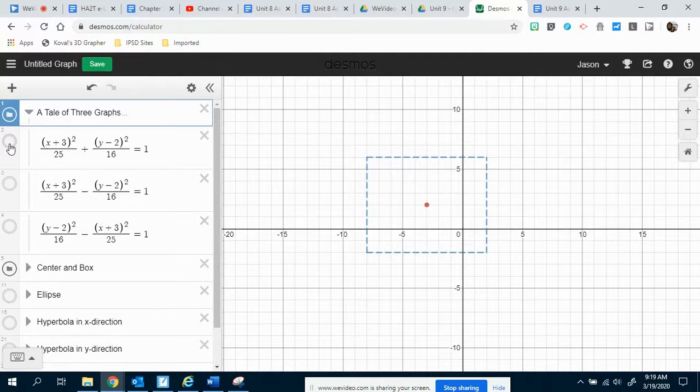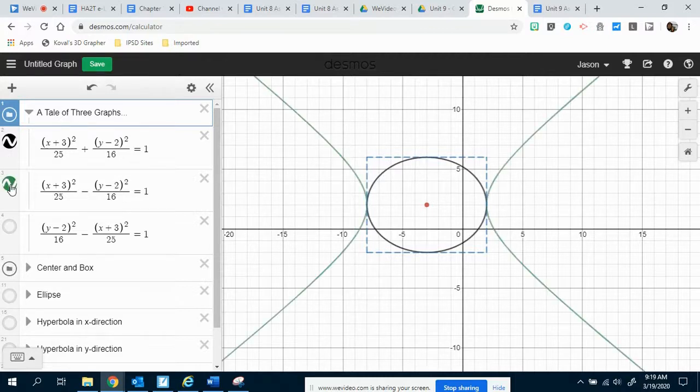each of them follows the exact same center and box. The ellipse is inscribed in the box, and both hyperbolas barely are tangent, or are tangent, to the box in the direction that they need to go. So if you look at these three graphs, they basically all have the exact same center and box or rectangle in common.